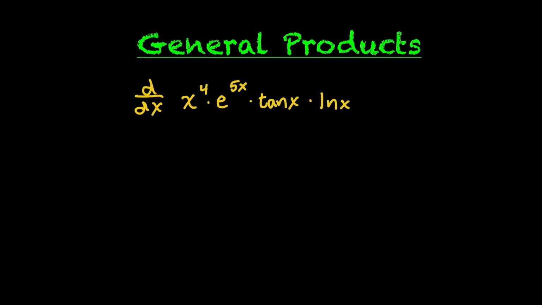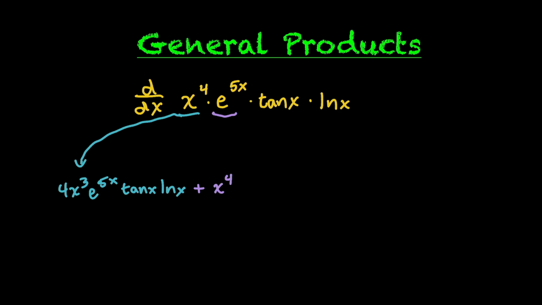And again, our general principle is that we're going to take the derivative of one function, say the first function, x to the fourth, we're going to get 4x to the third, but then we're going to leave the other functions alone. E to the 5x, tangent of x, ln of x, just sit there. And then we're going to move on to the second function, where again, we're going to leave our other functions alone. So x to the fourth is just going to sit there. And then we're only going to take the derivative of that second function.